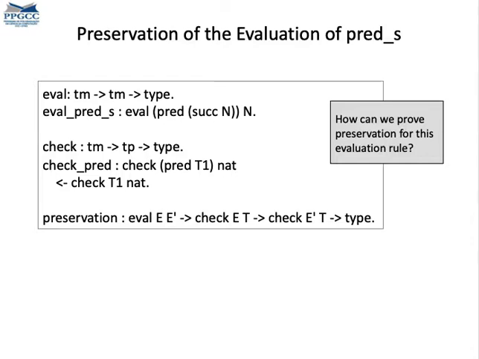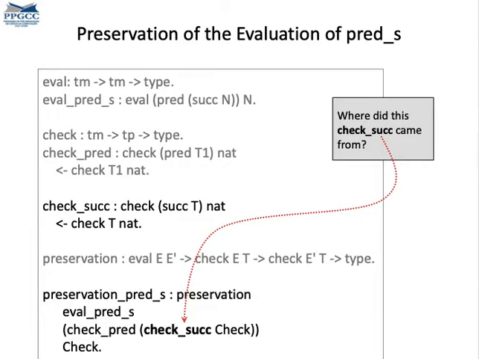If we use instead eval pred s, then we know that we have pred of succ of n evolving to n, and that the only rule that type checks pred of succ of n is check pred. Do you know how to finish the proof? Think. Will we need induction? We don't actually. The thing is that we have pred of succ of n going to n, and that pred of succ of n has type net, because succ of n has type net, which requires n to have type net. So we use this fact to conclude the proof.